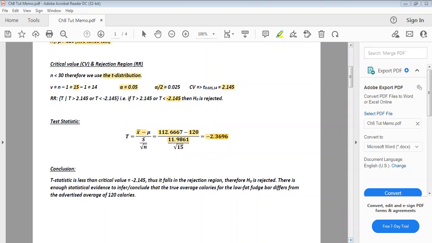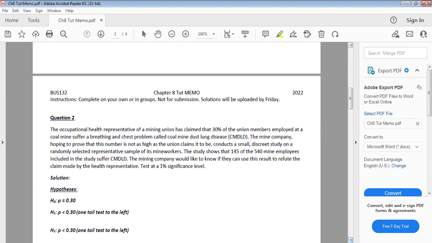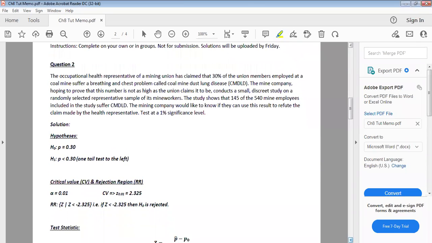Okay, thank you. So I'm going to do question 2. Question 2 is saying, an occupational health representative of a mining union has claimed that 30% of the union members employed at the coal mine suffer a breathing and chest problem called coal mine dust lung disease. The mine company is hoping to prove that this number is not as high as the union claimed. So remember what they are asking. This word is very important.